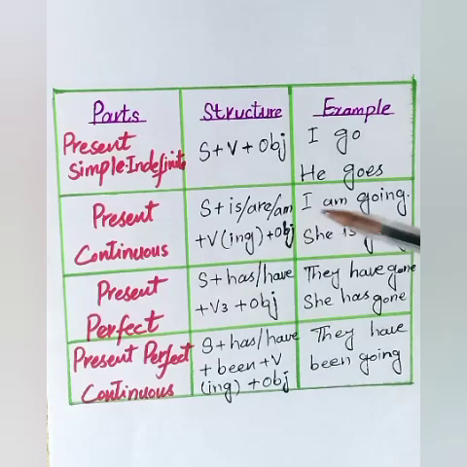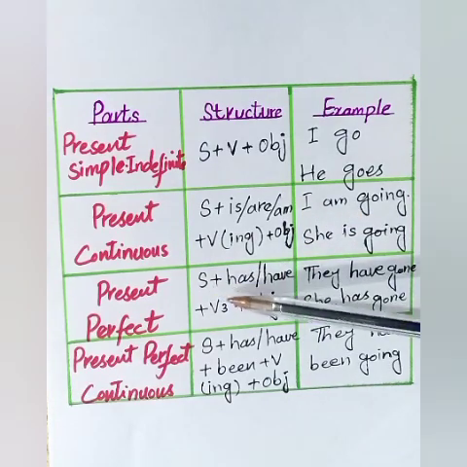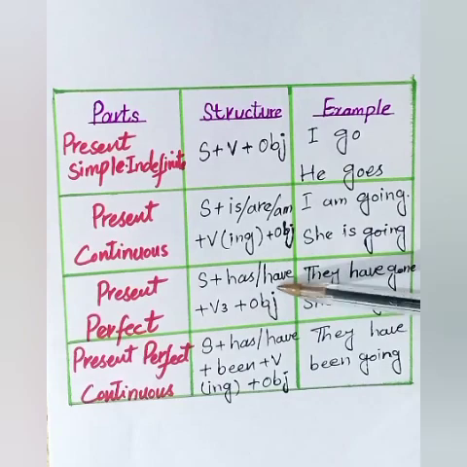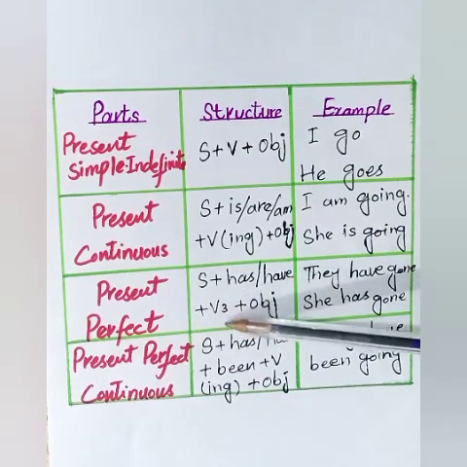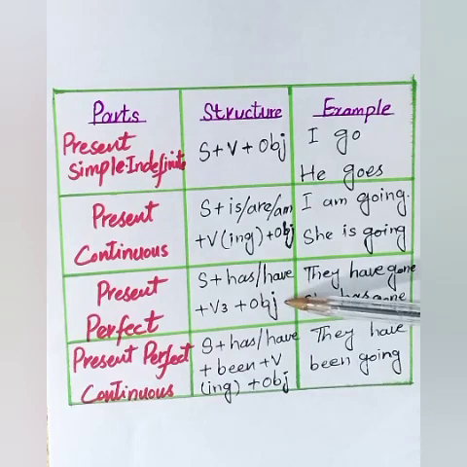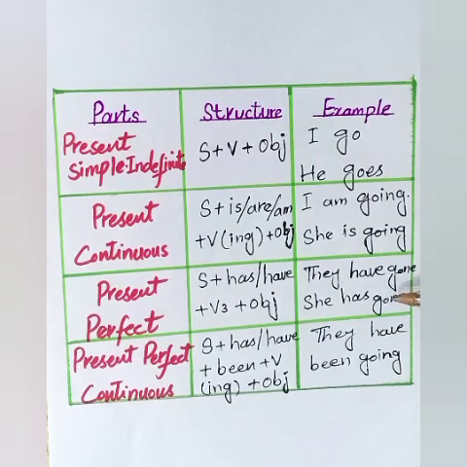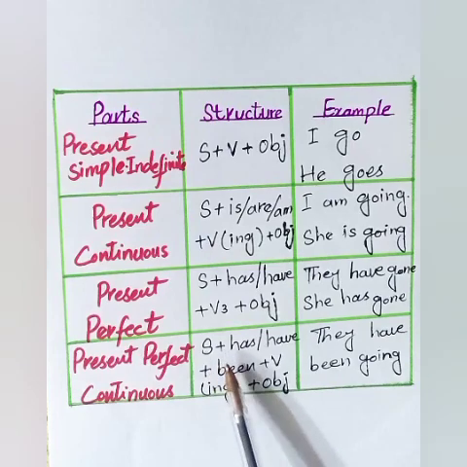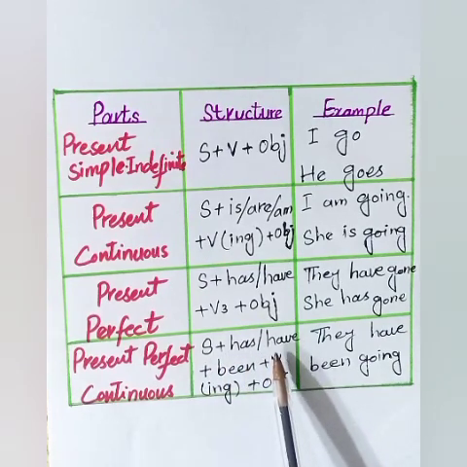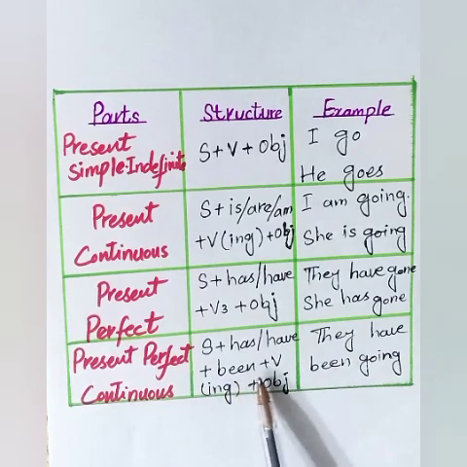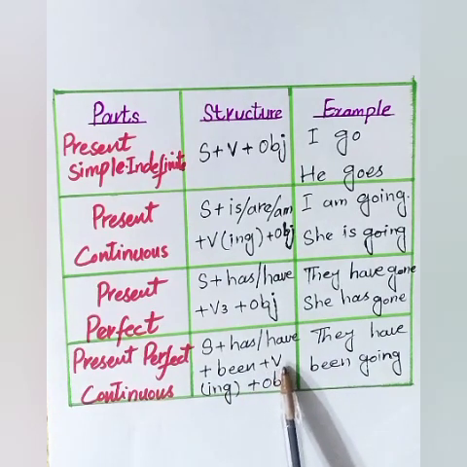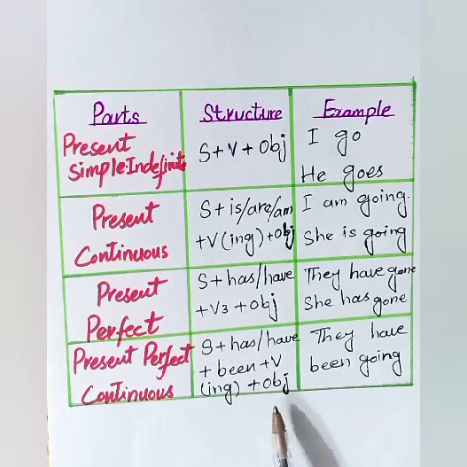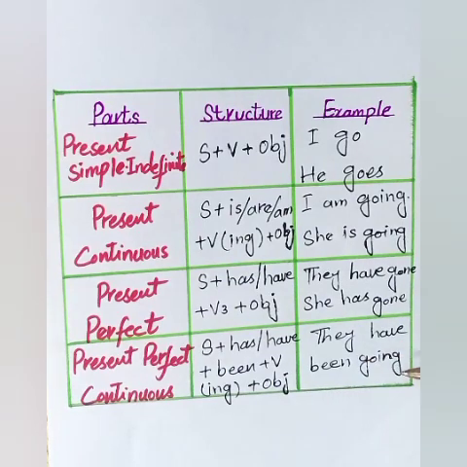Present perfect. Structure: subject plus has or have according to subject plus third form of verb plus object. Example, they have gone, she has gone. Present perfect continuous. Structure: subject plus has or have according to subject plus been plus first form of verb plus ing plus object. Example, they have been going.